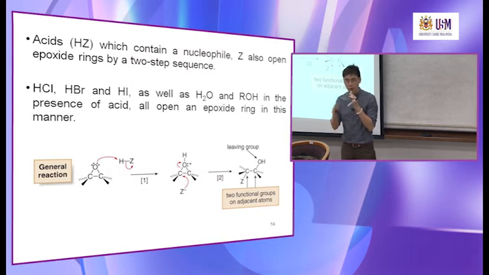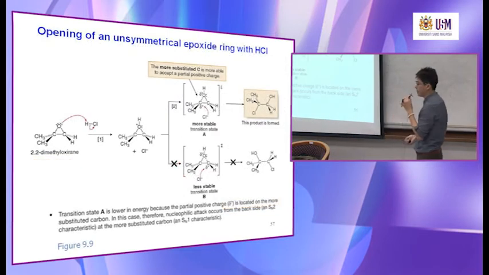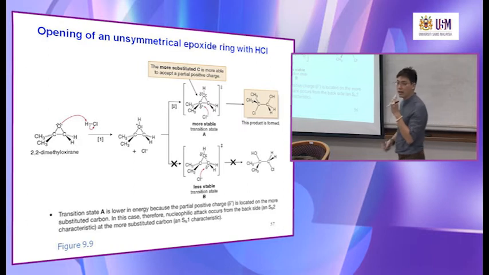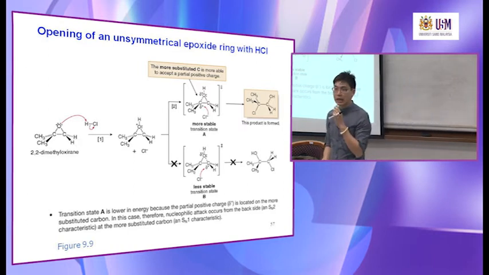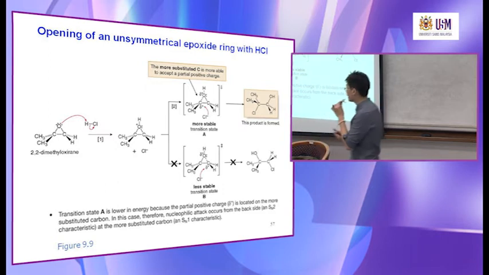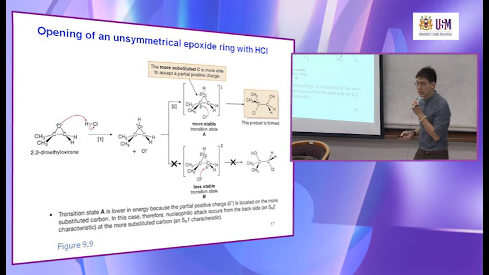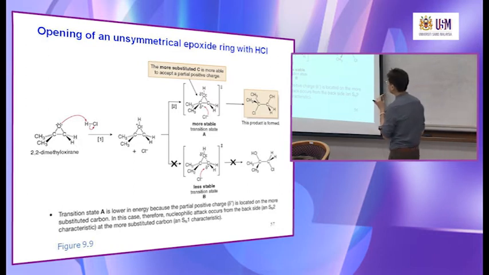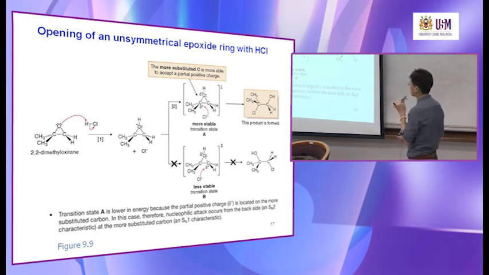If you're using acid, protonation comes first, and the nucleophilic attack is in the second step. Okay, clear? But this is something that you need to bear in mind. Previously, we learned that if you are using a nucleophile, the nucleophile will attack from the less substituted side of the epoxide. But now, in this case, it's different. It's the opposite. Why? Because you can see that after the first protonation step, it formed this intermediate species.